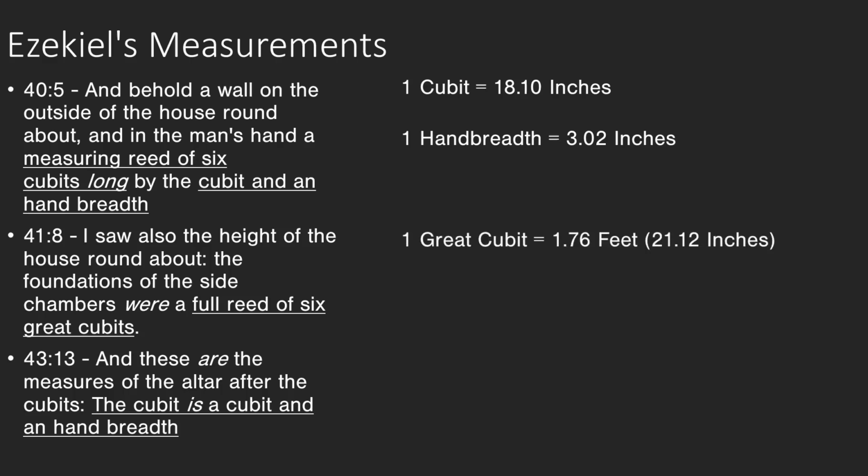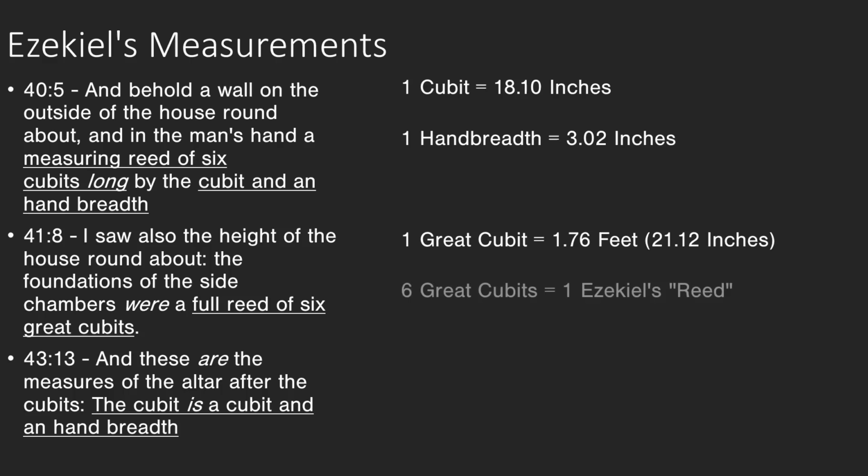So 1 great cubit is 21.12 inches, which is 1.76 feet. I'll mention this as we go on further, but we've seen this number 8 appearing surrounding Noah's situation and also in Solomon's temple, and 176 is double 88.